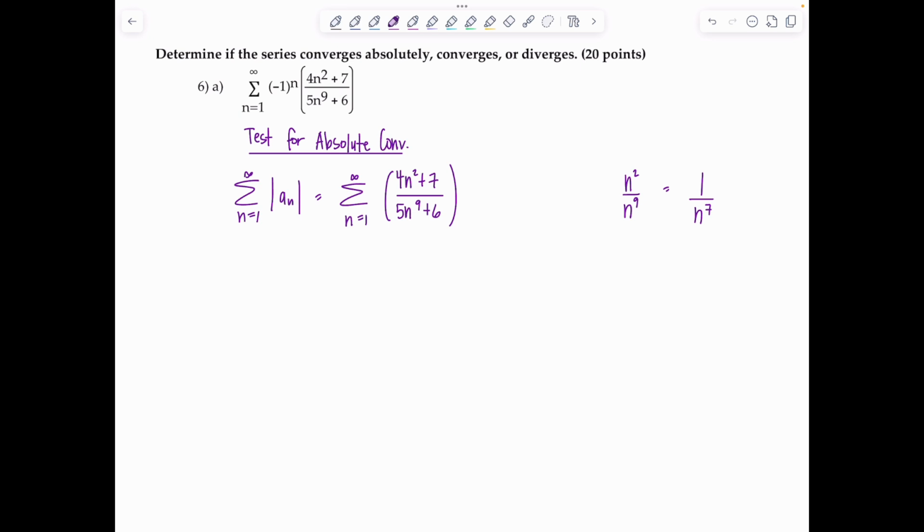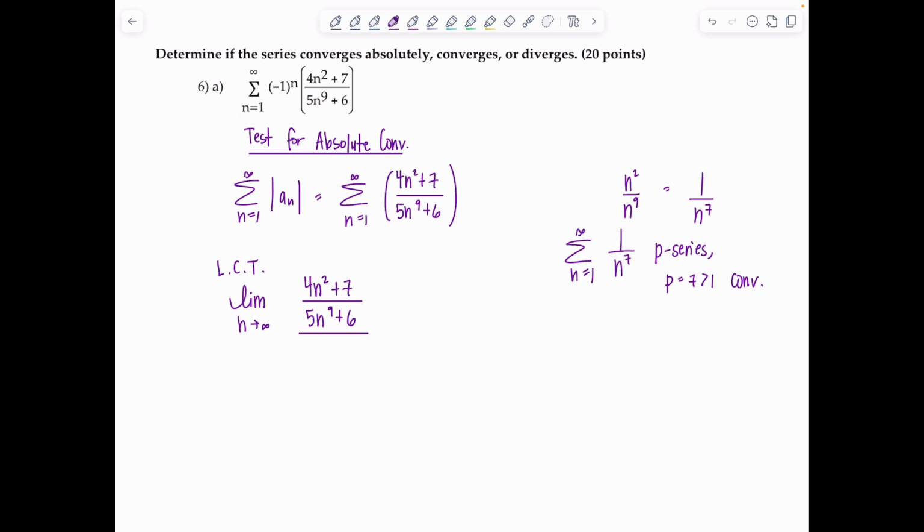What do I know about 1 over n to the 7th? Nothing exciting. But what do I know about the sum of n equals 1 to infinity of 1 over n to the 7th? That's a p series. p equals 7, which is greater than 1, and it converges. So I'm going to do limit comparison test with this p series. Okay, so now I'm going to take the limit as n approaches infinity of the absolute value of an, so (4n squared plus 7) over (5n to the 9th plus 6), over 1 over n to the 7th.